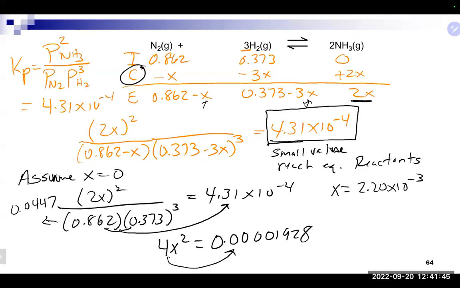You can use this assumption if the K value is small. I'll put it this way: you could try the assumption if the K value is small. And we're going to talk about how you know it's good or not. When you do this assumption, you do need to check your assumption to make sure that it is okay to use. There are a couple of different ways to check your assumption. We're going to use what they used to call years ago, and they might still call it that, the 5% rule.